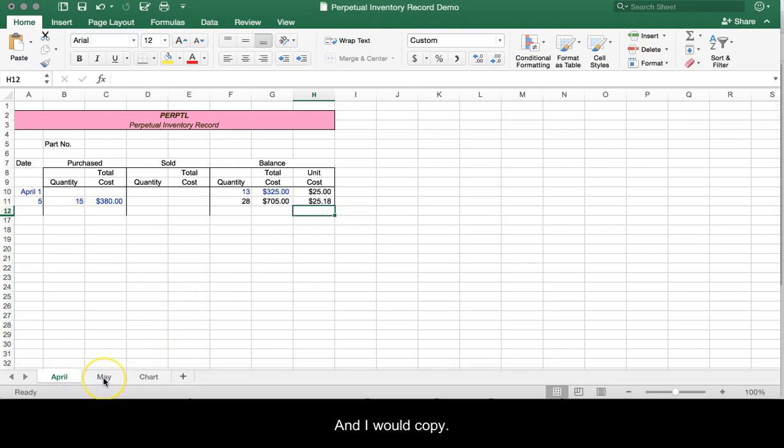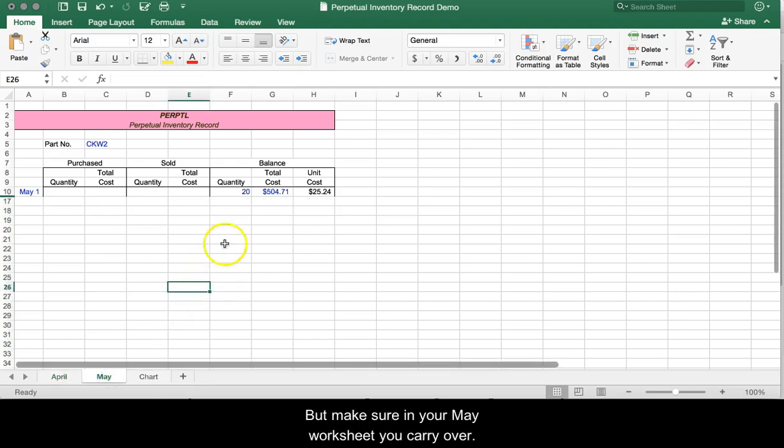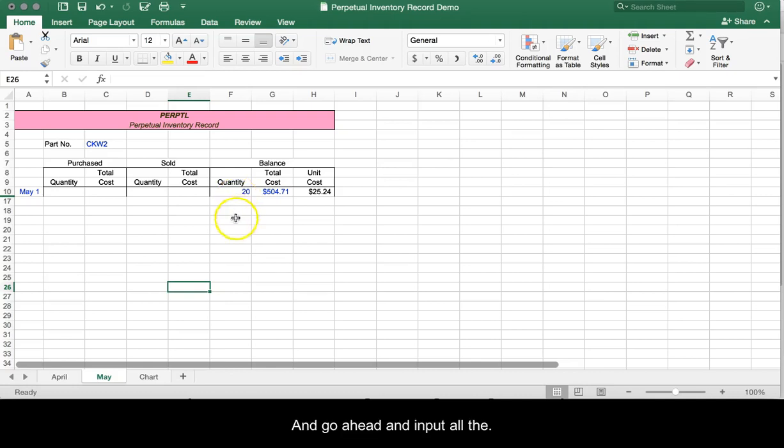And I would copy over a worksheet, or if you would prefer, you could start a new worksheet and rename it May. But make sure in your May worksheet, you carry over your ending April balance, which is this check figure here. It should be $504.71 and 20 units in the quantity balance. And go ahead and input all the records for May also. And then that will be the end of your assignment.